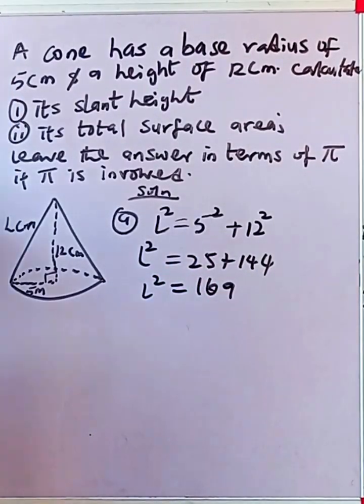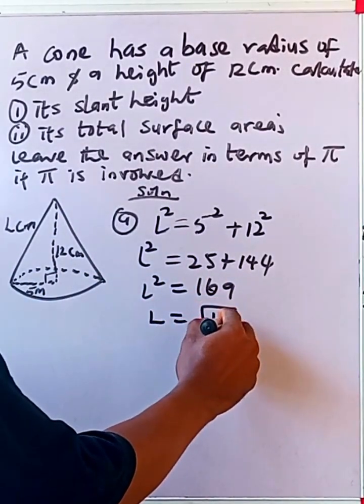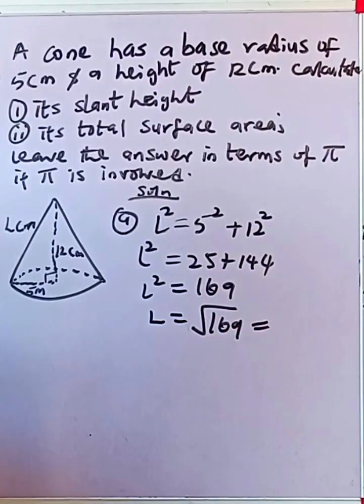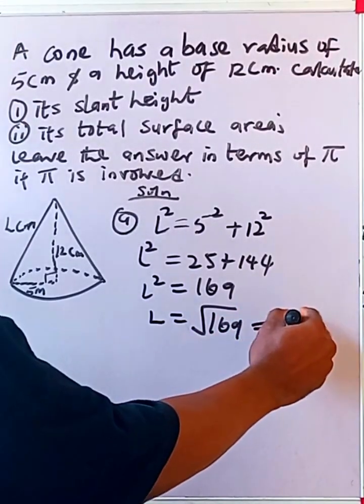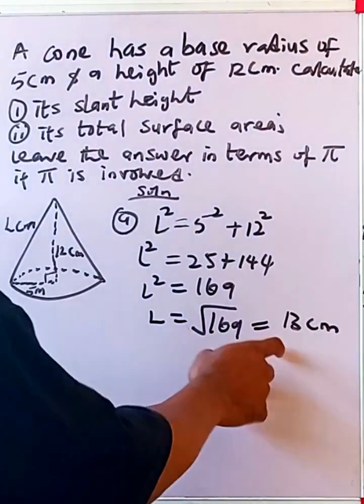169. So we are going to move the square to this side. Our L is equal to the square root of 169, which is equal to 13 centimeters. Alright guys, so that is for the first question.